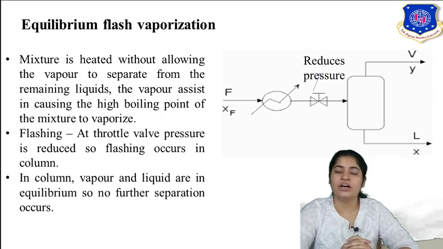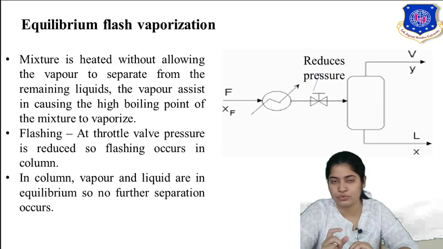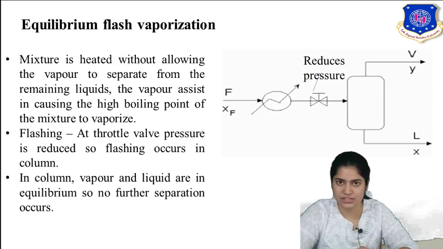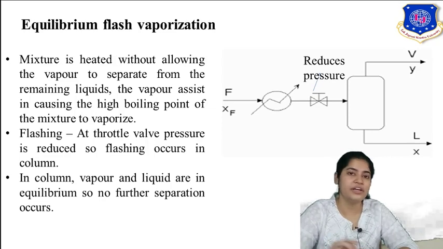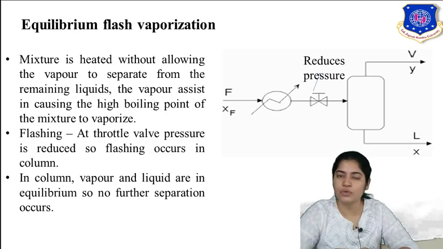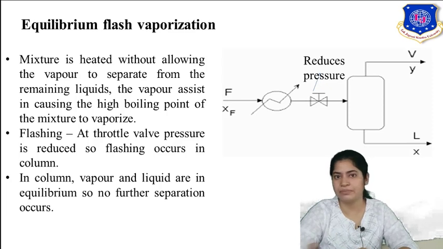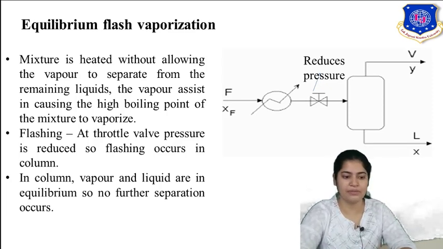Now again revising the concept of distillation. What is your driving force? It is the difference between your existing condition and the equilibrium condition. Now equilibrium is already there between vapor and liquid. As it enters the column, vapor and liquid come into an equilibrium condition. It means as equilibrium is achieved, no further separation will take place. So vapor and liquid are in equilibrium, hence no more separation.